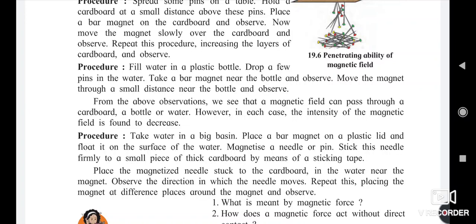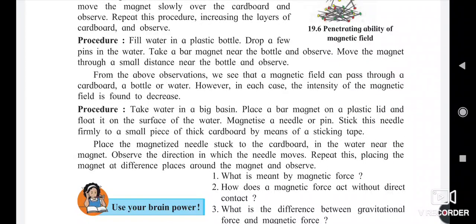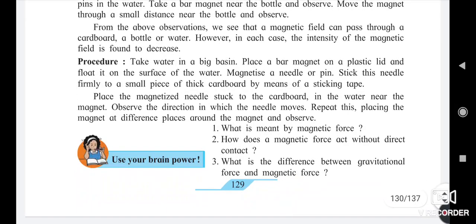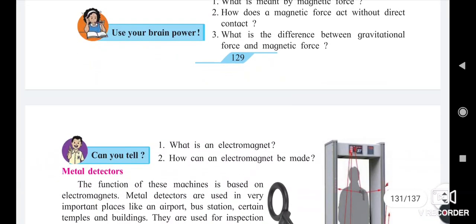Take water in a big basin. Place the bar magnet on a plastic lid and float it on the surface of the water. Magnetize a needle. Stick the needle firmly to a small piece of thick cardboard by means of sticking tape. Place the magnetized needle stuck on the cardboard in the water near the magnet. Observe the directions in which the needle moves. Repeat this, placing the needle at different places around the magnet, and observe.